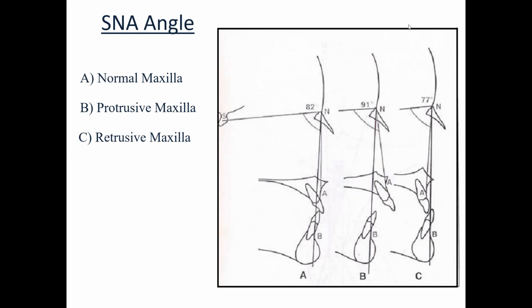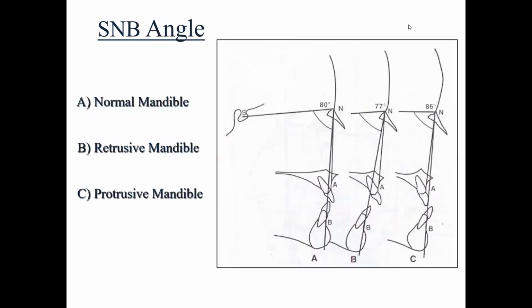So the SNA angle represents the relative position of the maxilla to the cranial base, whether the maxilla is prognathic or retrognathic or it is normal in relation to the cranial base. The second one is SNB angle. The SNB angle represents the antero-posterior position of the mandible to the cranial base. It is an angle formed between SN plane and a line connecting nasion and point B.